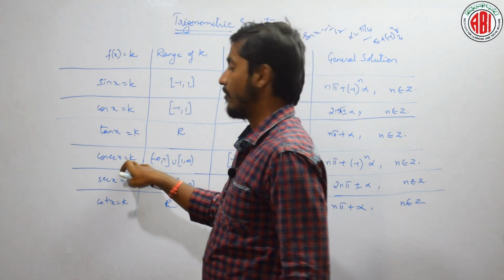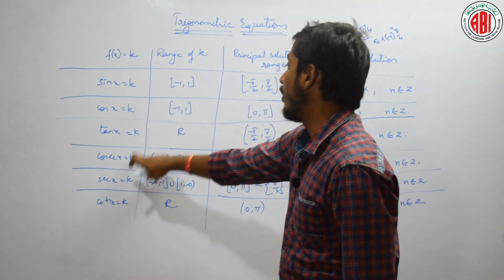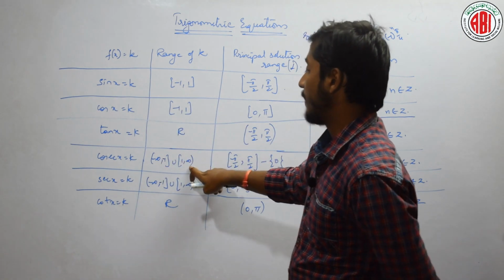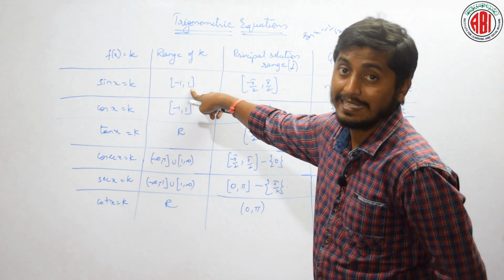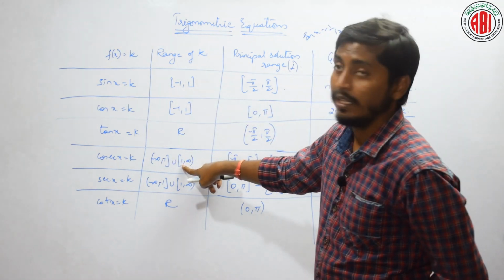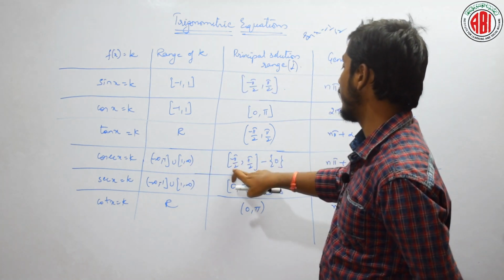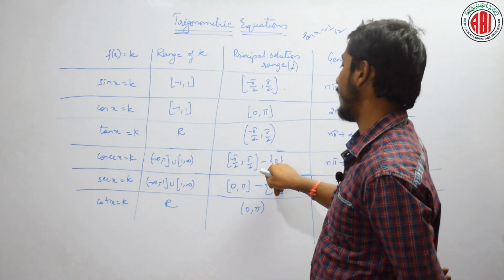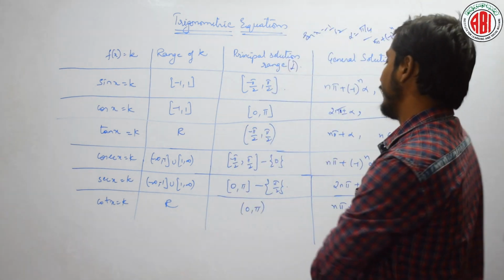Similarly, cosecant x equal to k will have a range of minus infinity to plus infinity, except the values between minus 1 and plus 1. Again, minus 1 and 1 are considered. And the principal solution lies between minus pi by 2 to plus pi by 2, except the value of 0. Yes or no? Yes.